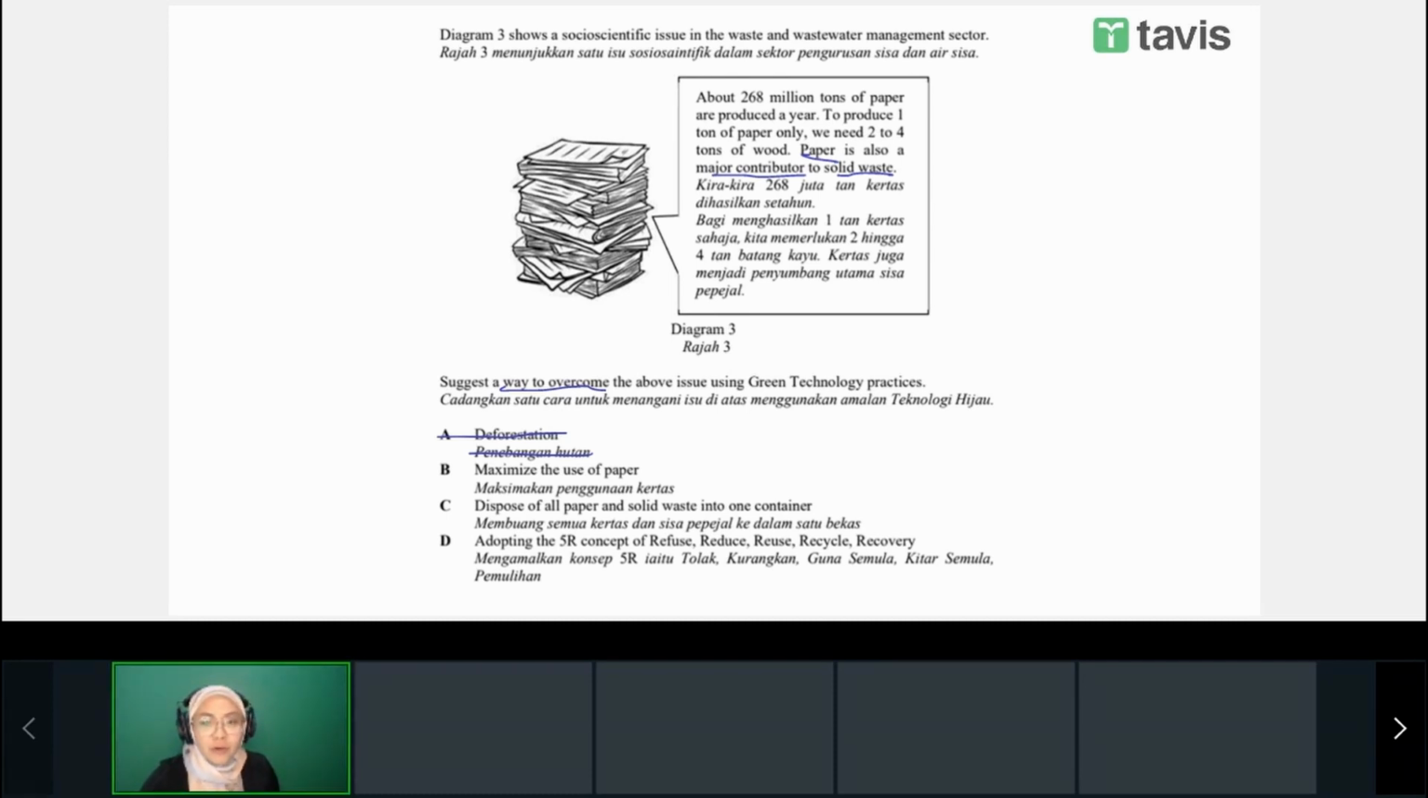Maximize the use of paper. We want to minimize the usage of paper. So this one is an incorrect answer. Dispose. Okay, so the correct answer is now between C or D. Which one is the correct one? Dispose all of the paper and solid waste into one container. It's not really the correct one, right? D, adopting the 5R concept: refuse, reduce, reuse, recycle and recovery. So we did learn this just now. So this one is the most correct one. So don't forget to move your answer into the OMR paper. Selesai already.